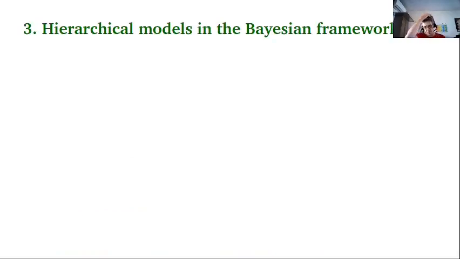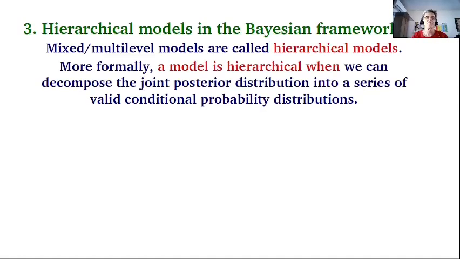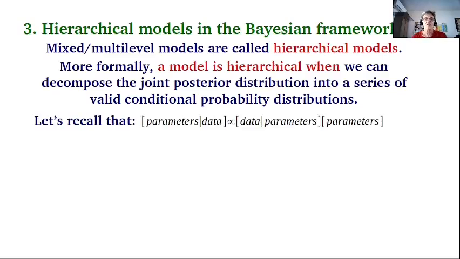Now let's turn to hierarchical models in the Bayesian framework. Mixed or multi-level models are called hierarchical models in the Bayesian framework. More formally speaking, a model is hierarchical when we can decompose the joint posterior distribution into a series of valid conditional probability distributions. There is a great book by Hutton and Hobbs, 2005, that I highly recommend to read about it.